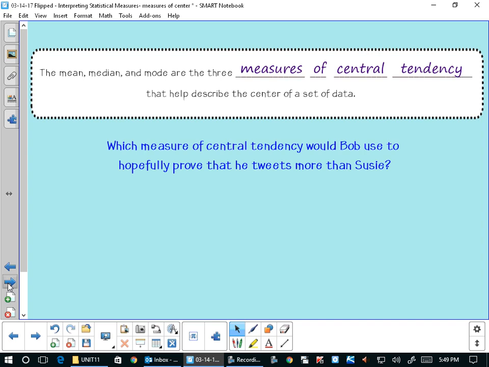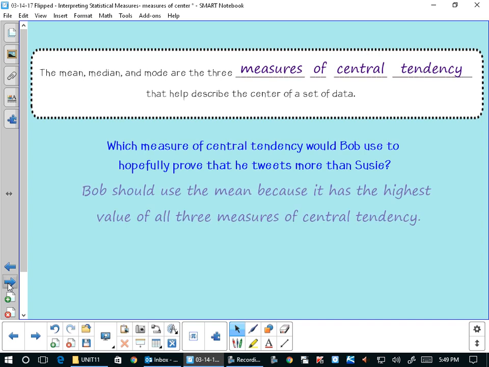So if we think back to Bob's tweets, if he wanted to prove to Susie that he tweeted the most, should he use the mean, the median, or the mode? Well, the mean was the one that was the highest, right? Because on average he had 11 tweets. So if he's going to prove to Susie that he is the best tweeter, then he's going to use the mean because that was the highest value of all 3 measures of central tendency.